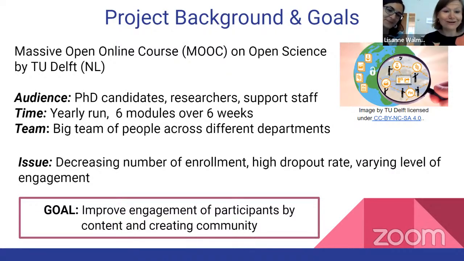The course has a yearly run. It has 6 different modules spread out over 6 weeks. 3 are mandatory: Introduction to Open Science, Introduction to Data Management, as well as Open Publishing. And we have 3 elective modules on visibility, on FAIR software, and on citizen science. So it's a big mix of all kinds of subjects that this MOOC covers. And there's also a big team involved because each module has its own module manager.